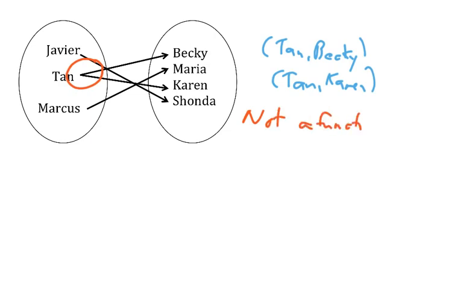And the origin, rather, of the word function is kind of murky historically speaking. But if you think about this particular example, it might give you some idea of why this word was chosen. If we have Tan dating two different people, that is probably not going to function very well, especially when Becky and Karen compare YouTube accounts and realize they've got Tan with both of them.